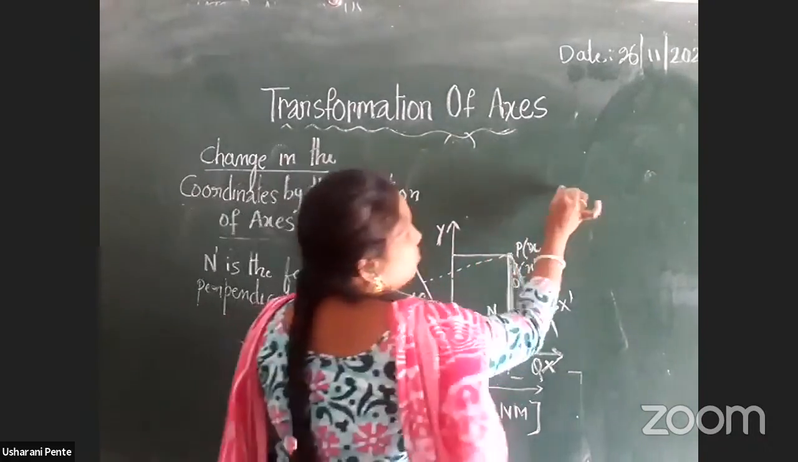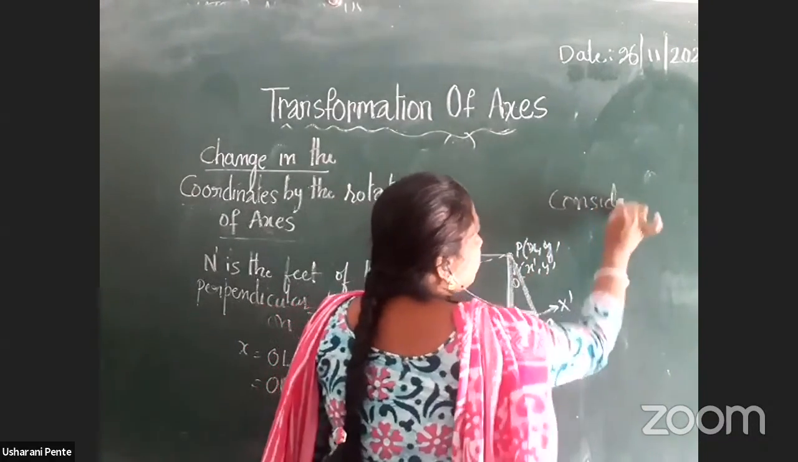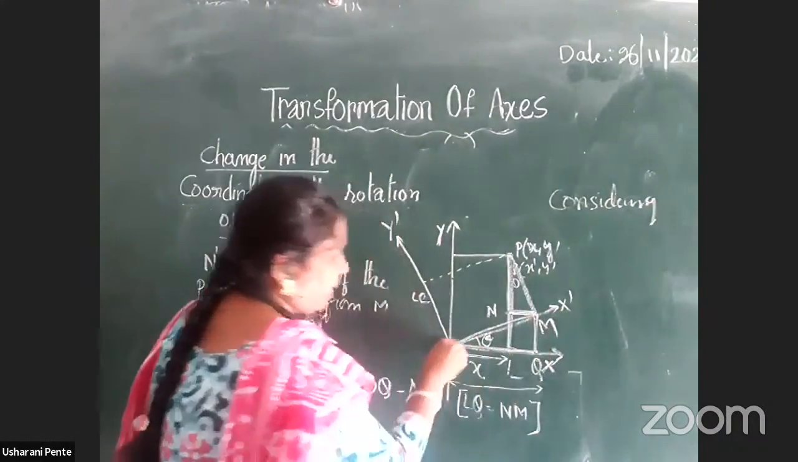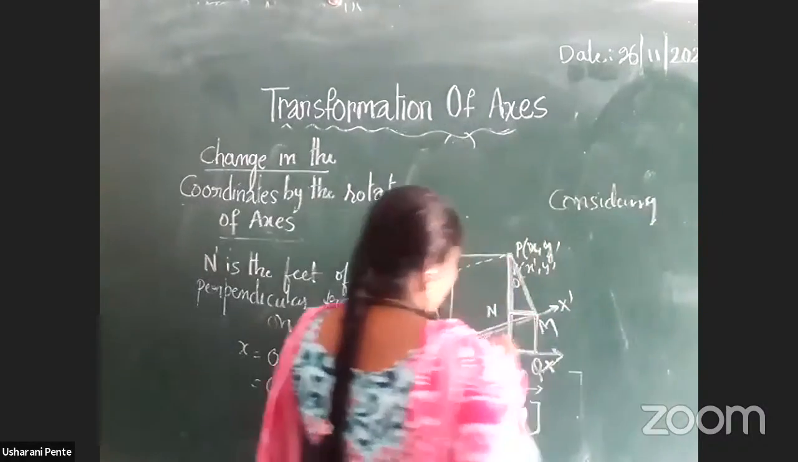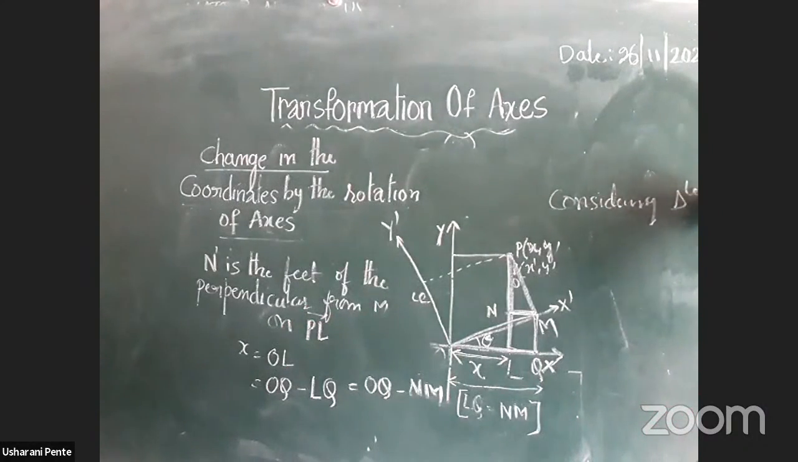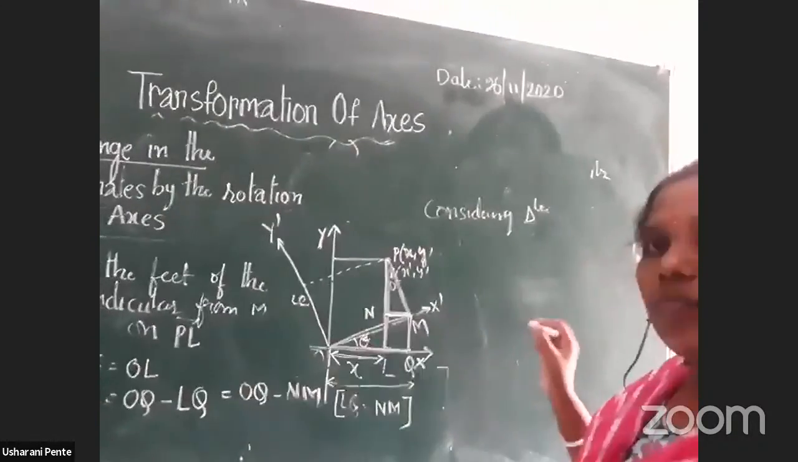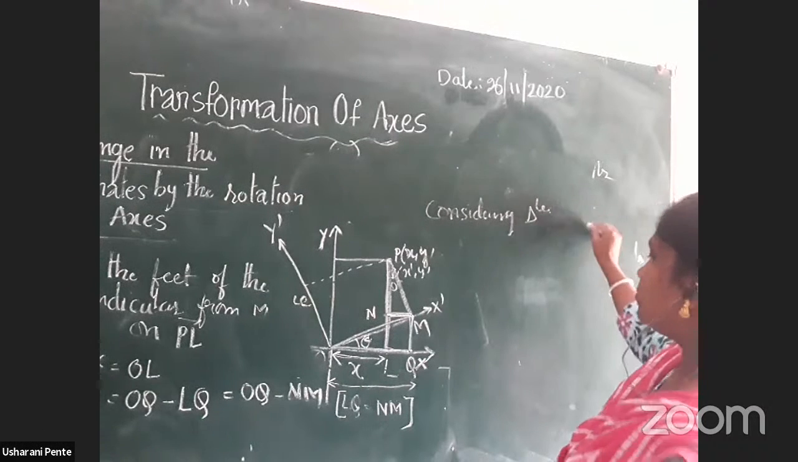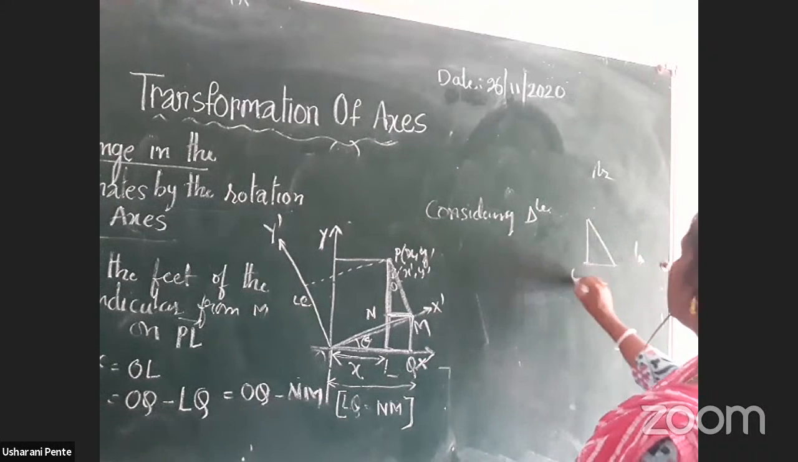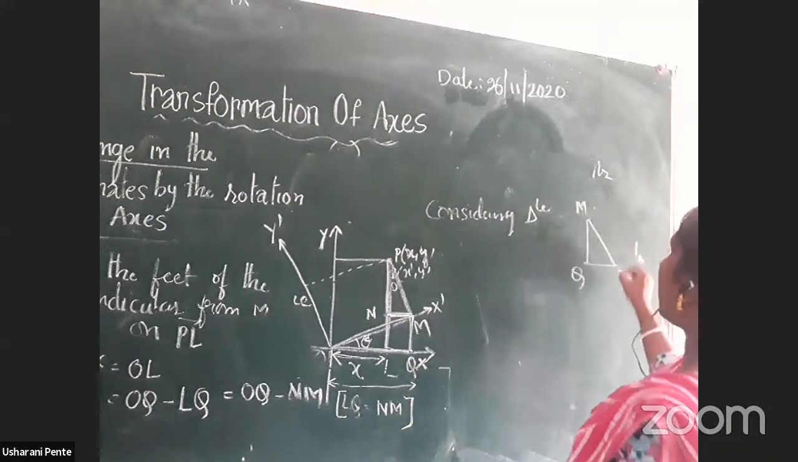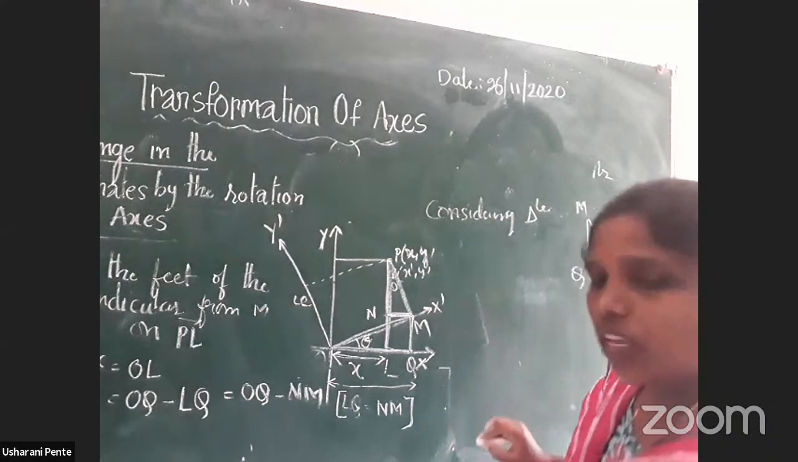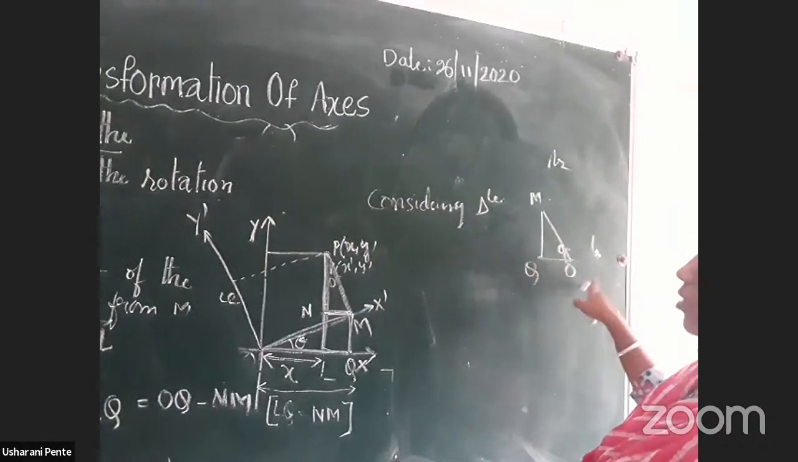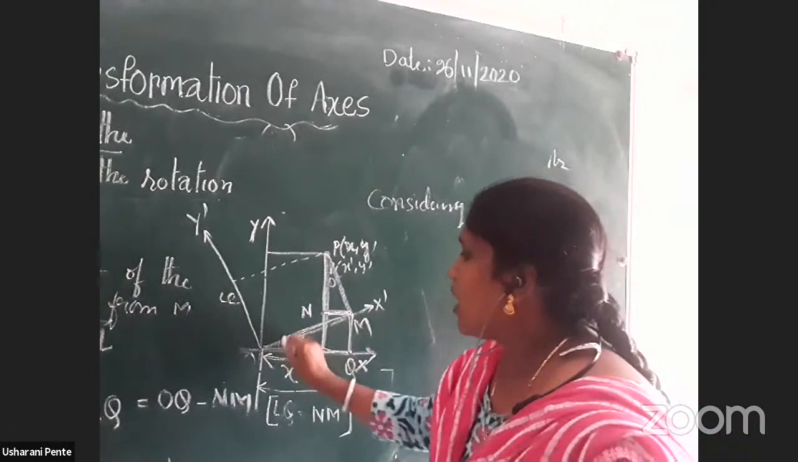So we are considering which triangle? This triangle. That is the triangle. Considering the triangle. Okay. Considering the triangle. We have to take this triangle Q, M and O. This is theta. We are considering the triangle MOQ, and this triangle we are taking.